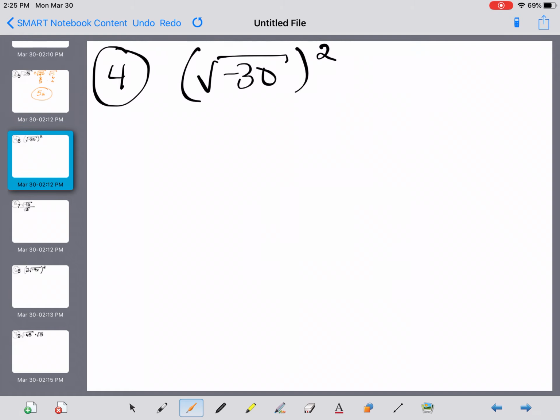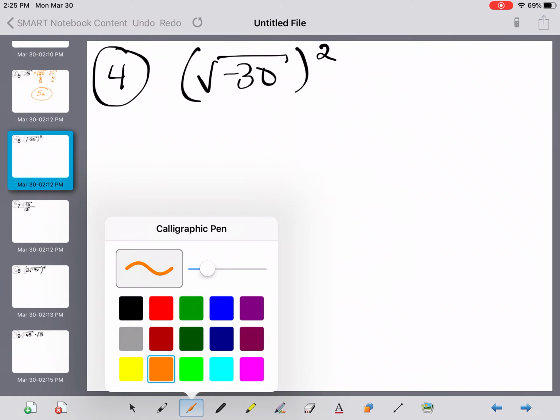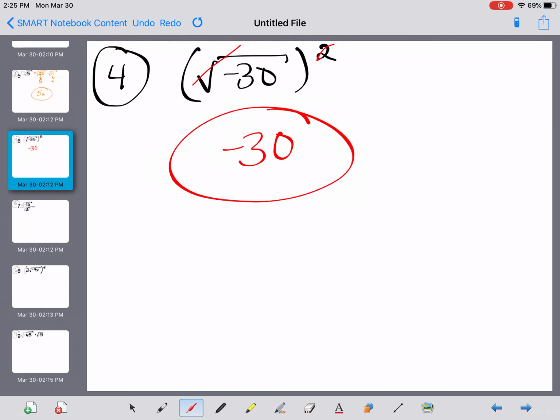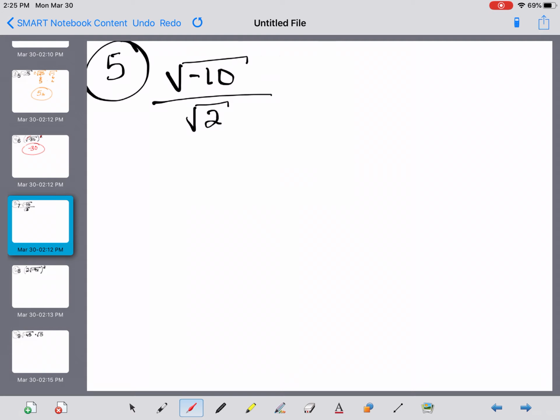All right, example number 4. In example number 4, we have that squaring and square rooting, and it just cancels each other. So the square and the square root cancel, and we just get negative 30. It's that easy. It's just the number in there. So it's just like we learned when we were in square root equations, when squaring and square rooting canceled, still applies. On to number 5.